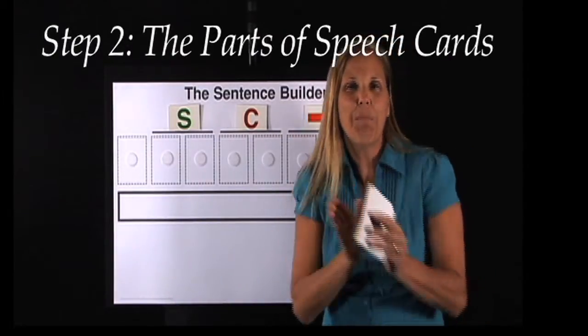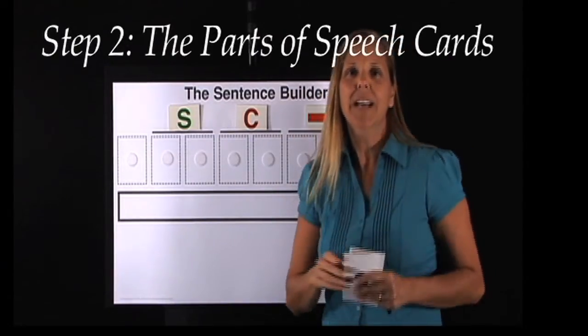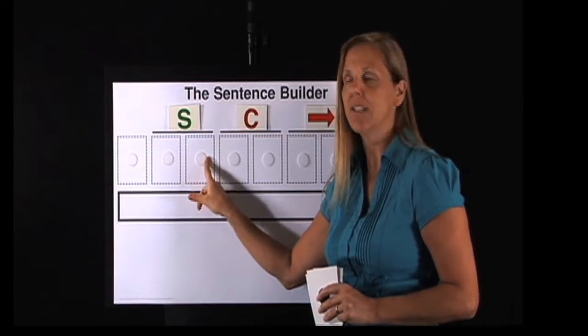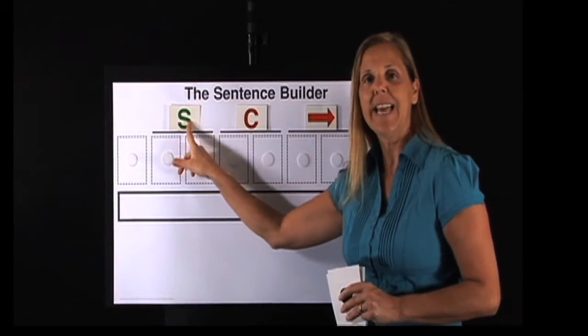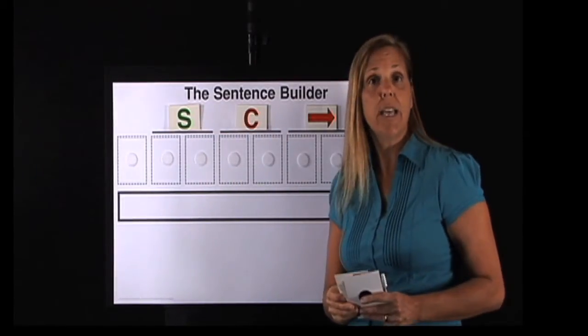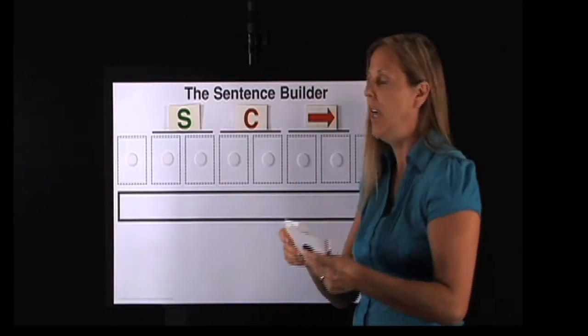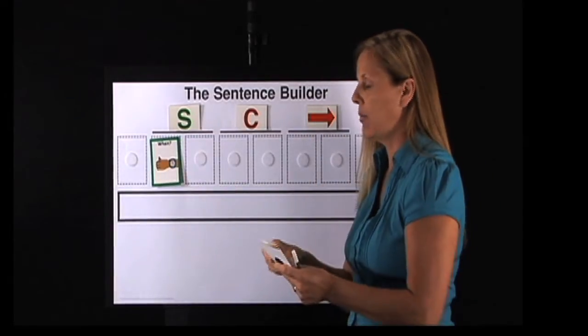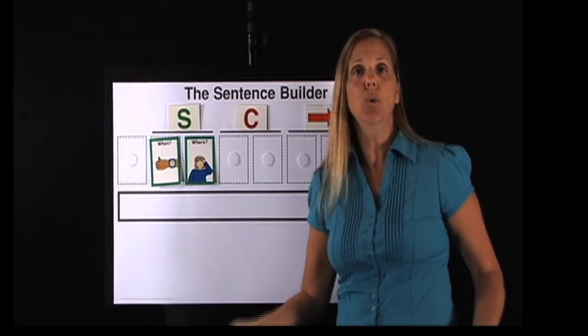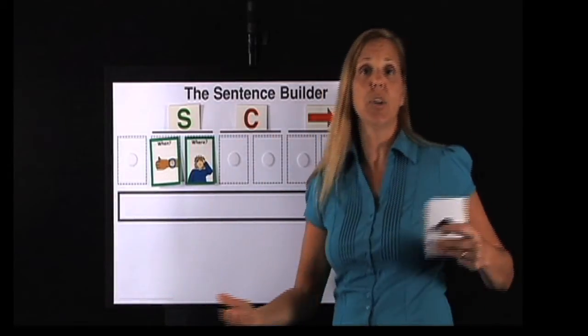Step 2, parts of speech cards. We're going to add the parts of speech in these little dotted boxes so that when kids are writing these sentences, they know SC arrow, S stands for setting. What does setting tell us? When and where. So we're going to add a when, and we're going to add a where card. C is character. Who's in the story? A person or an animal?